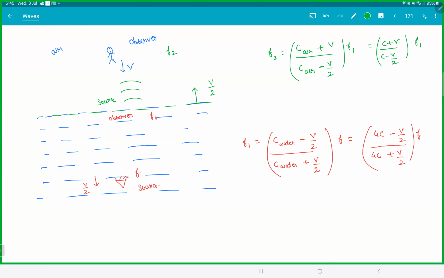Is this clear, everyone? That's it. You just treat the interface. If the medium is changing, you solve the problem in two parts: the frequency heard by the interface and the frequency given by the interface. So do it for water separately, do it for air separately. The only thing that will change is the speed of sound, where you will get 4C. So this and that Volca problem have similar ideas.